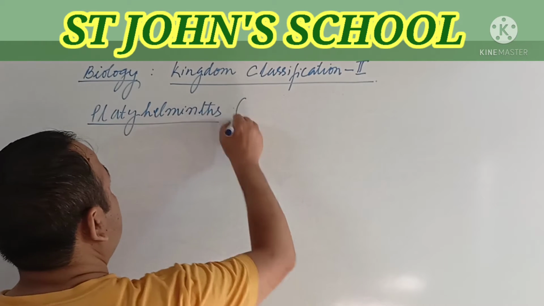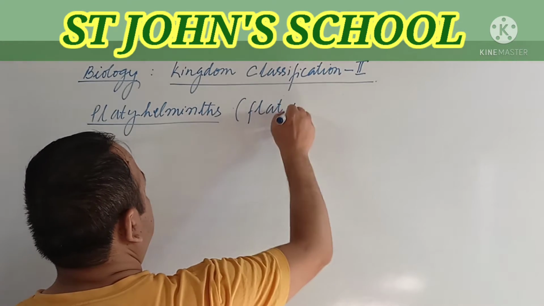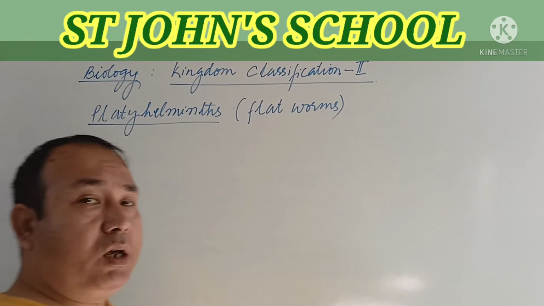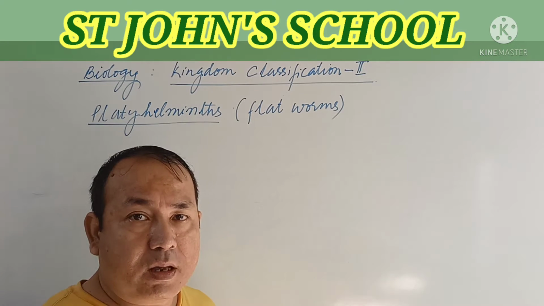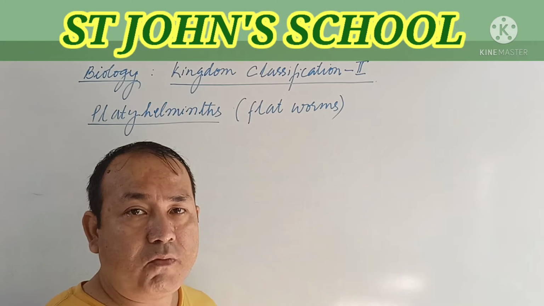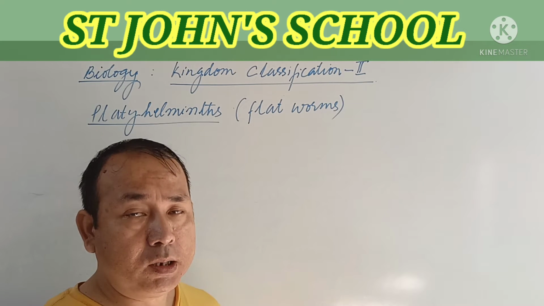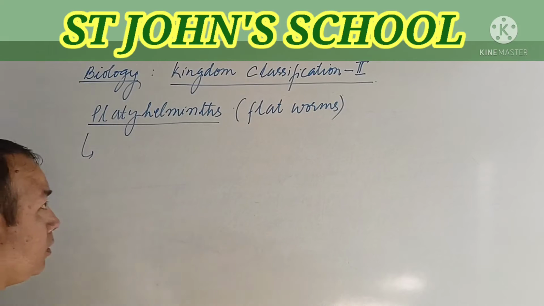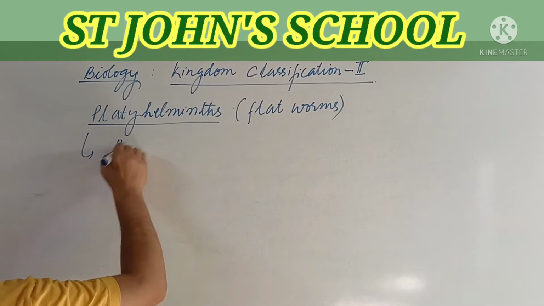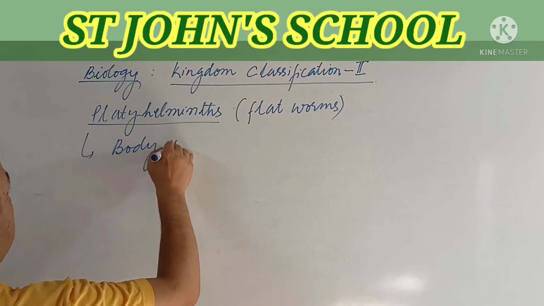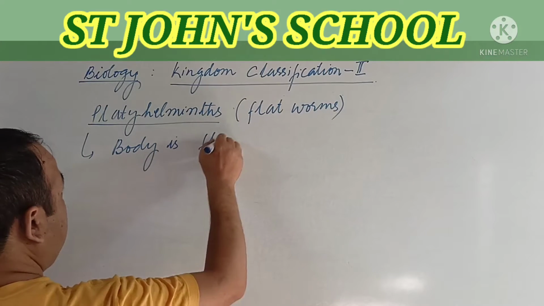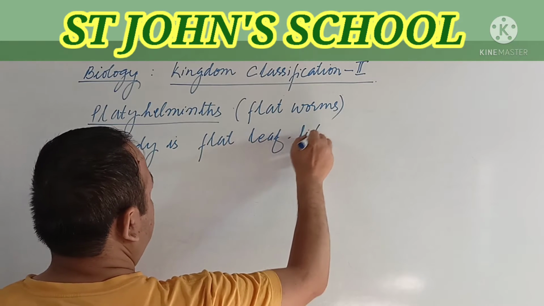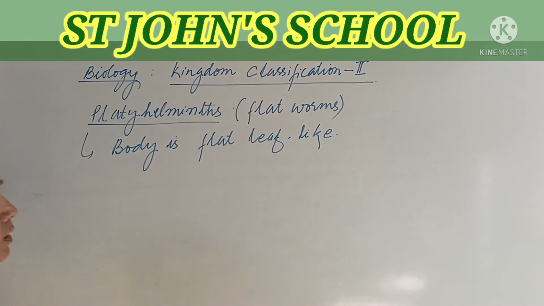They are also called flatworms. The reason is their body is usually flat. Flat, leaf-like body they possess. The one important characteristic we just discussed is that the body is flat and leaf-like.